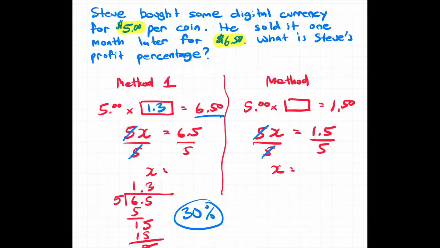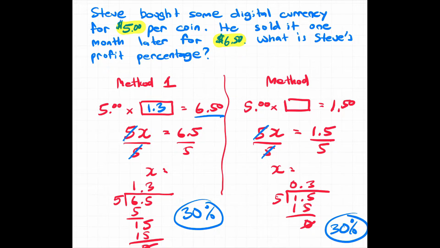And on the other side, we'll do the same thing. So we're going to divide 5 into 1.5. Move the decimal up top. 5 cannot go into 1, but it can go into 15 3 times, and we're done at that point. And again, there's our 0.3. So we multiplied by the profit percentage on the $5 to end up with the profit amount, which was 1.5. So again, in this case, the profit is 30%.